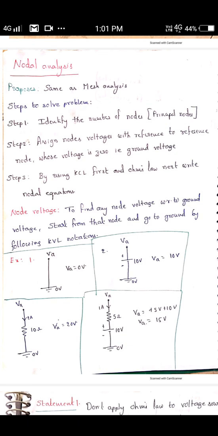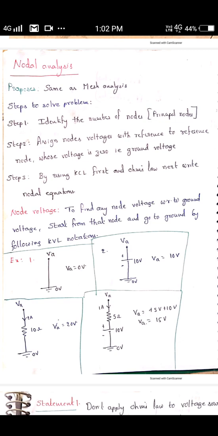Next, by applying KCL first and Ohm's law next, we have to write the nodal equations. And the ground voltage we mostly assume as 0. To understand this, suppose a person's height is being measured, with respect to what difference do you take the ground? If the ground level changes, the person's height also changes. That's why ground should be the reference, and that voltage must be 0.